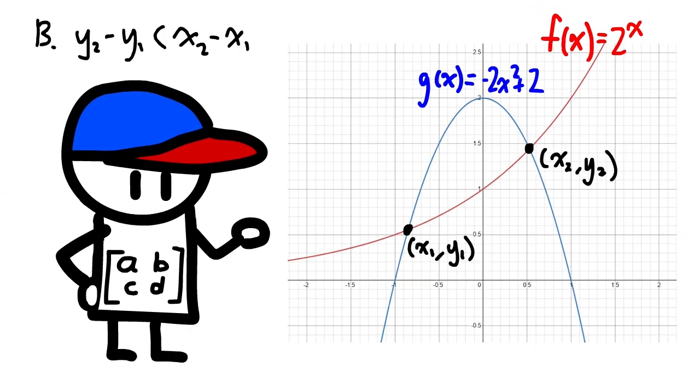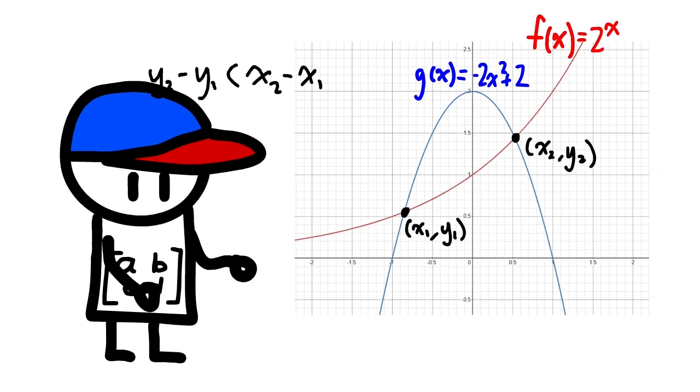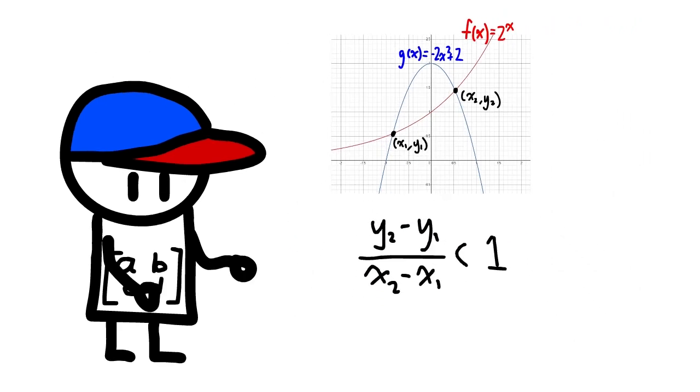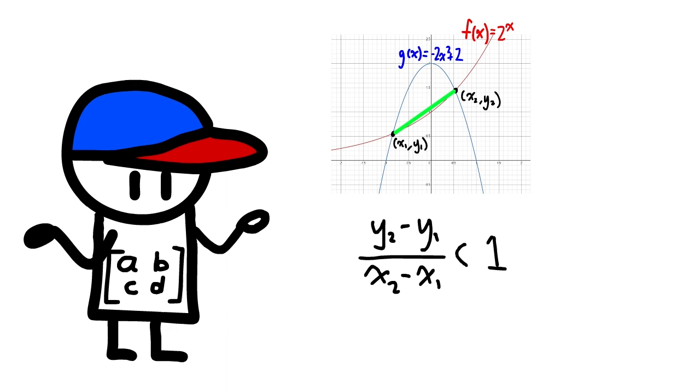Now statement B asks whether y2 minus y1 is smaller than x2 minus x1. If we divide both sides by x2 minus x1, we get the slope between the two intersection points. And since x2 minus x1 is positive, the inequality direction does not change. So the question becomes, is the slope of the line connecting (x1, y1) and (x2, y2) less than 1?